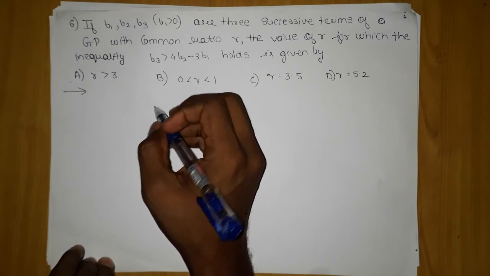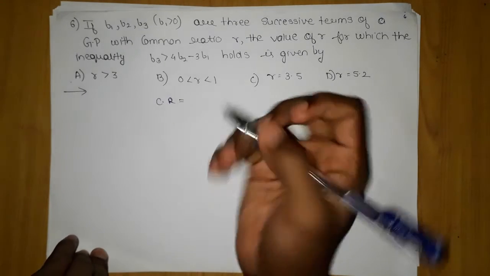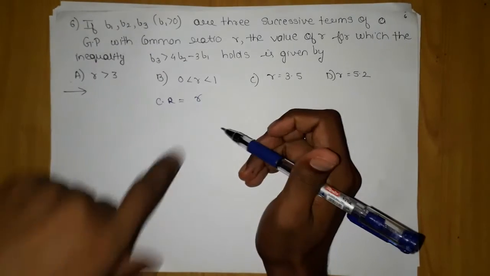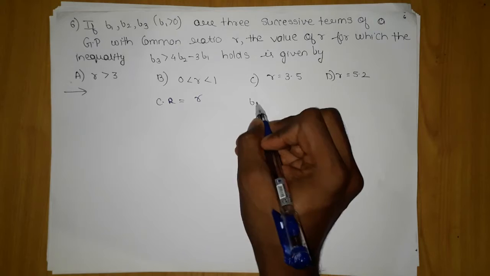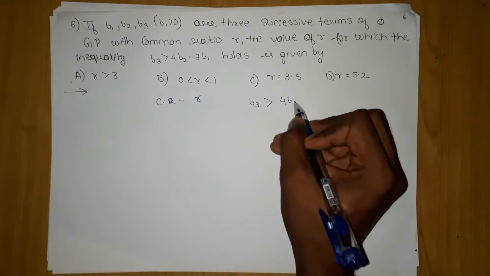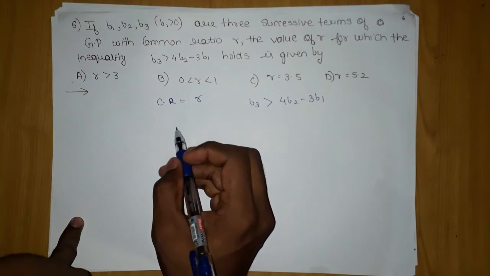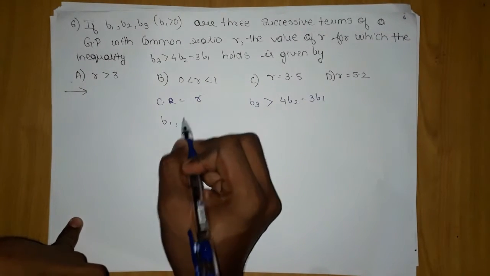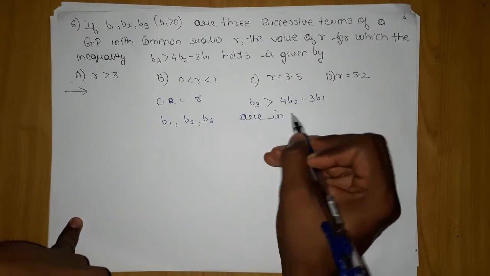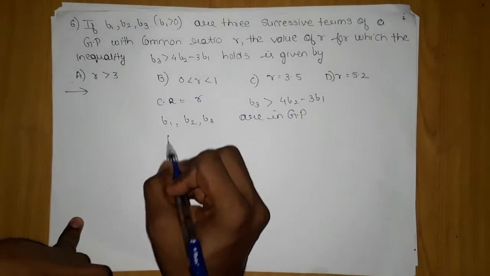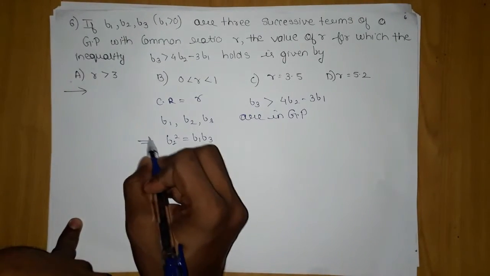Okay, so what we are going to do, let's say there is a common ratio r. Since we want to get the common ratio range, now they have given us an inequality: b2 square minus 3b1 ... Now further, b1, b2, b3 are in GP, right? So can I write b2 square should be equal to b1 into b3? Yes, we can absolutely write this.